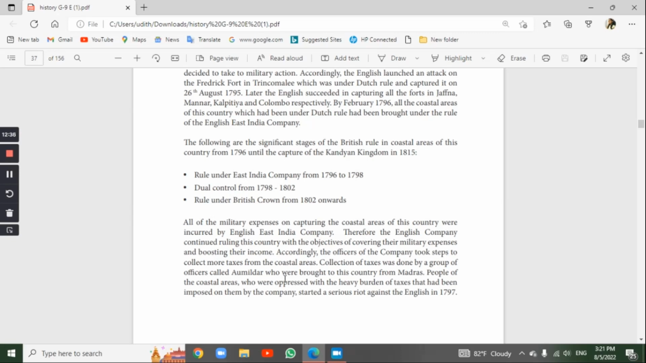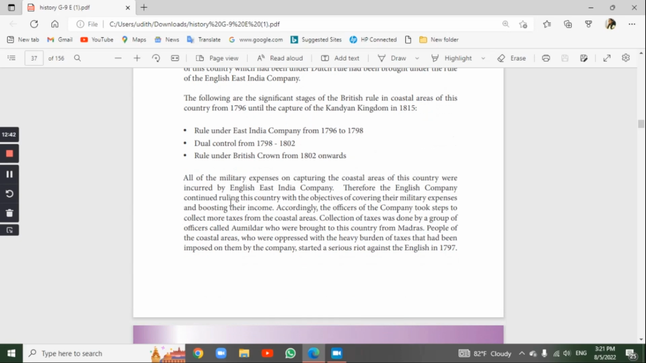So these military stages, we'll talk about these three stages very briefly. All these military expenses expended for the English East India Company were incurred by capturing all the coastal areas of the country. So the English company ruled this country with the objective of covering their military expenses and boosting their income.